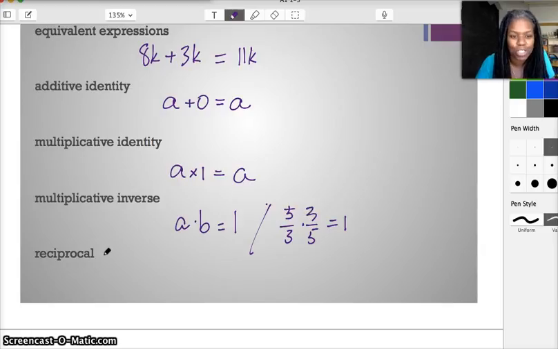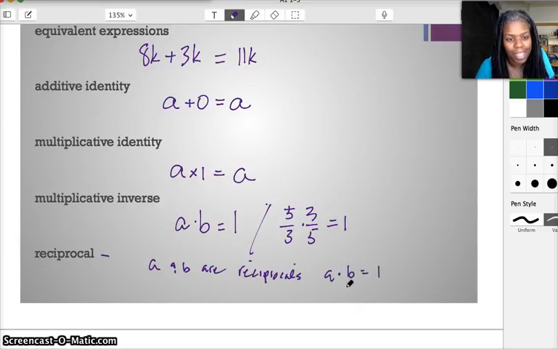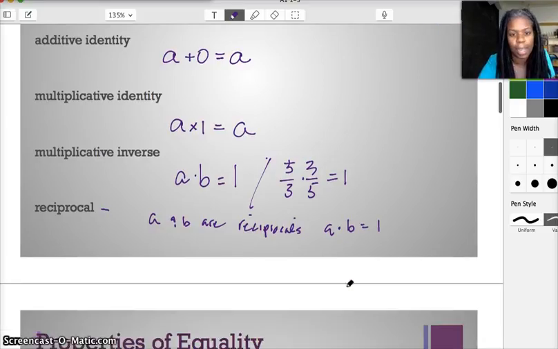I hope you guessed it. It's a reciprocal. So if A and B are reciprocals, it's if and only if when I multiply A times B, I get the number 1. And so that's it for our basic vocabulary. Now we're going to kind of beef it up and start looking at properties.